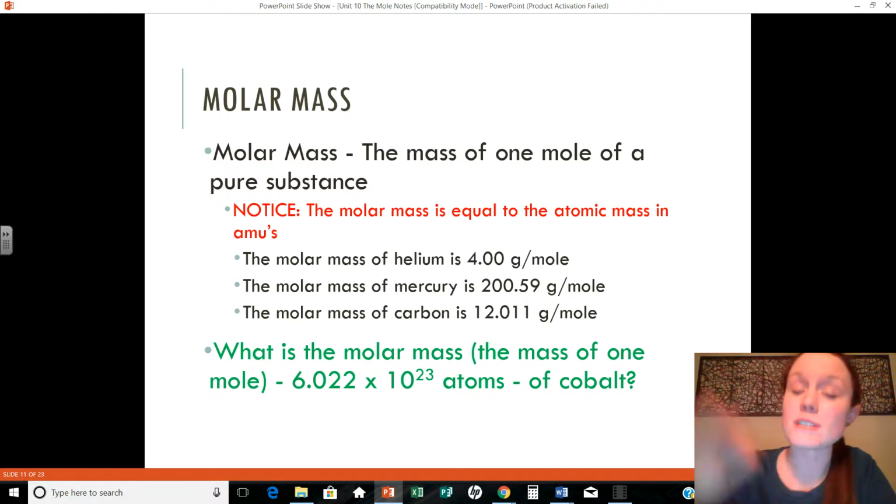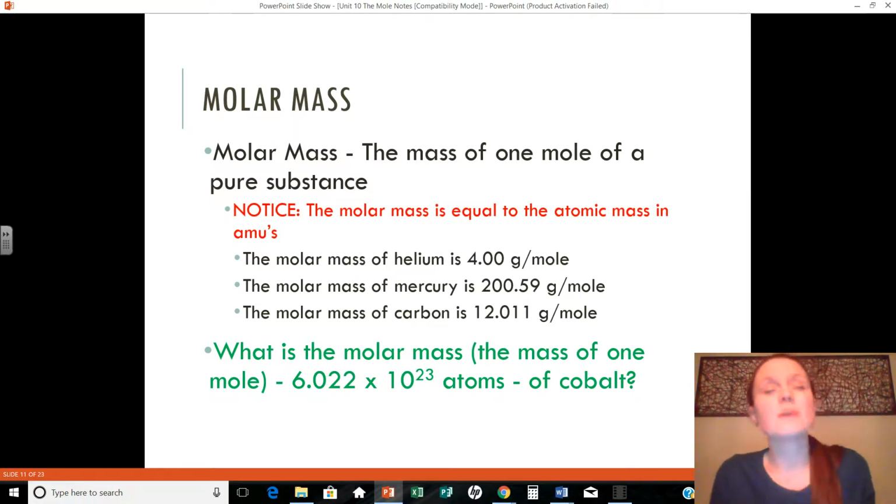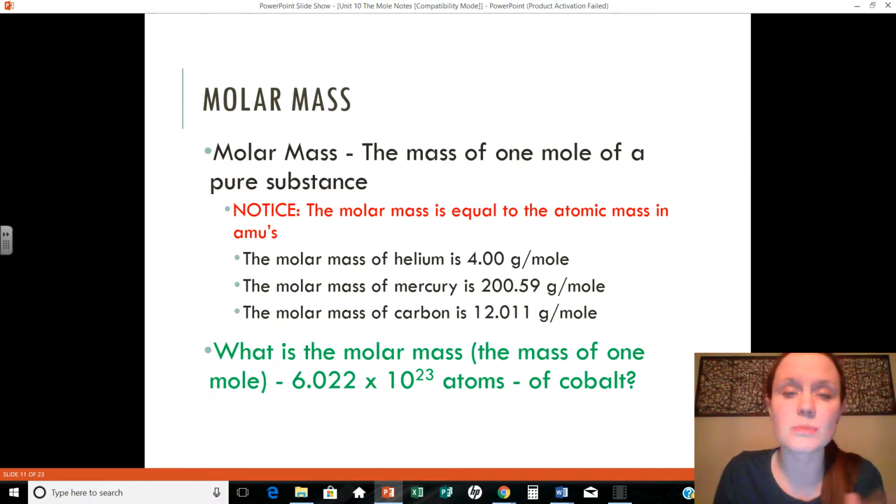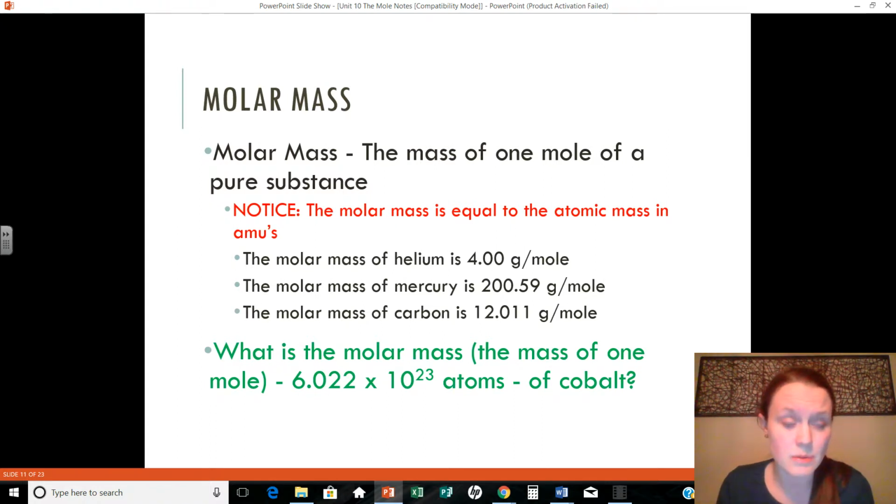So even though the atomic mass and the molar mass use different units because it's a different number of atoms, it's the same number. The reason it worked out like that has to do with the element that Avogadro was using to determine all these numbers. All I want you to know is that you can get the molar mass of any element by using the atomic mass from the periodic table. So we're going to practice that.